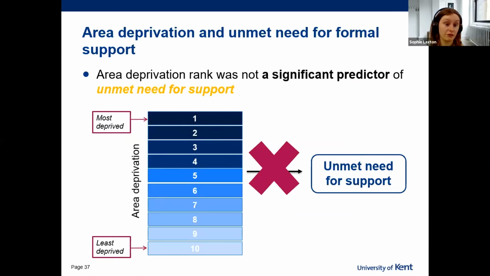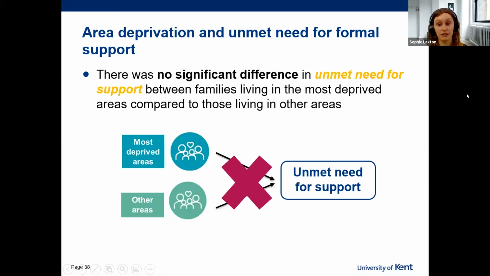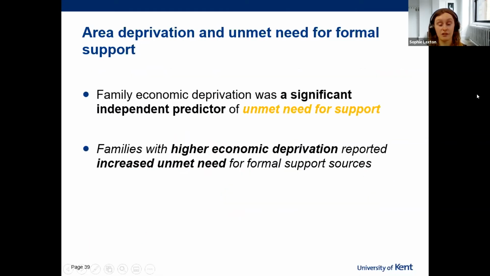For unmet need for formal supports, area deprivation was not a significant predictor of unmet needs for formal support sources. Being in a more deprived area did not increase the number of unmet needs, and there was no significant difference in unmet needs between families living in the most deprived areas and less deprived areas. However, family economic deprivation was a significant independent predictor of unmet needs for formal support. Families with higher economic deprivation reported more unmet needs compared to families with lower economic deprivation.